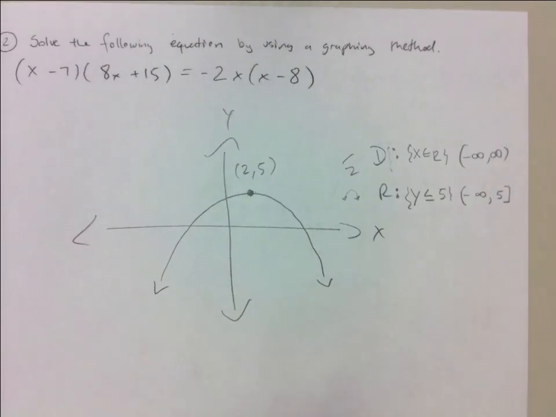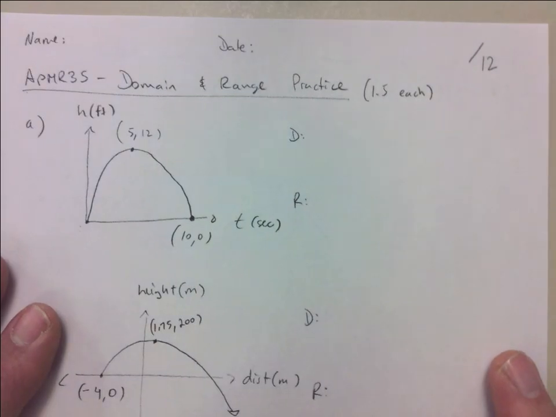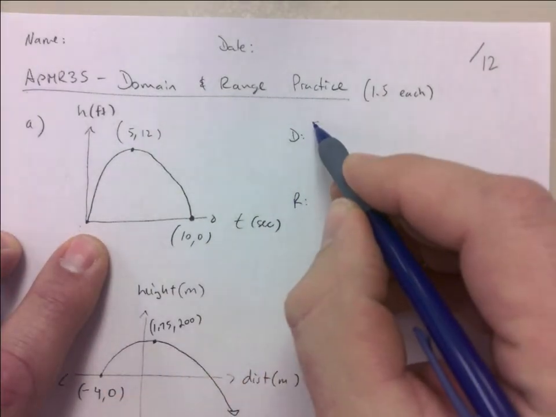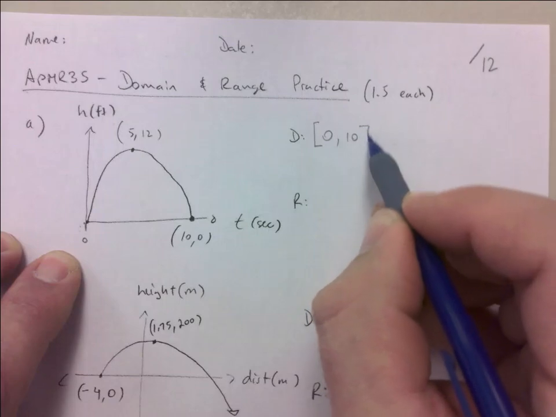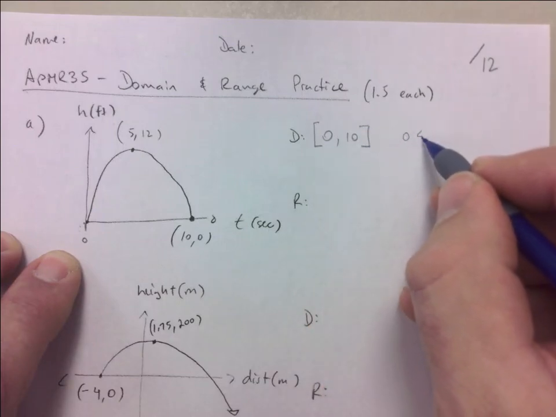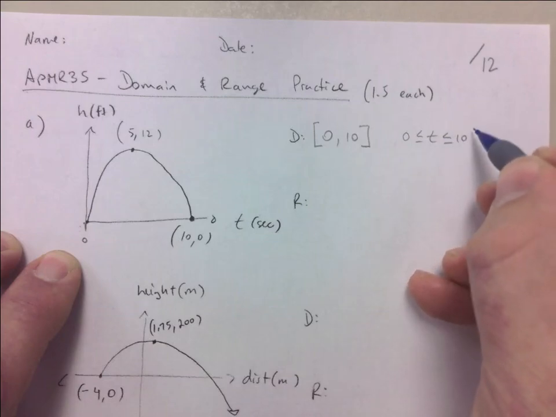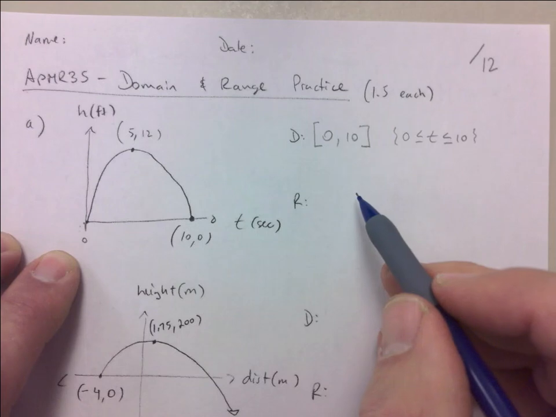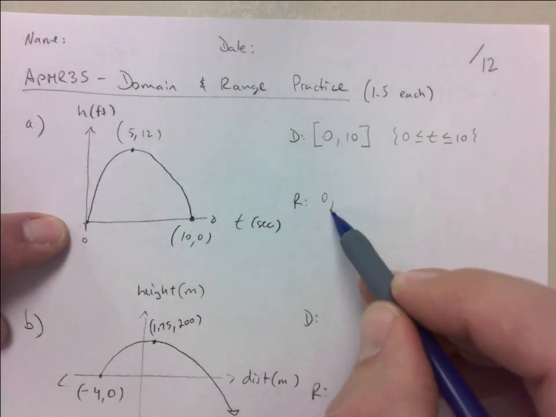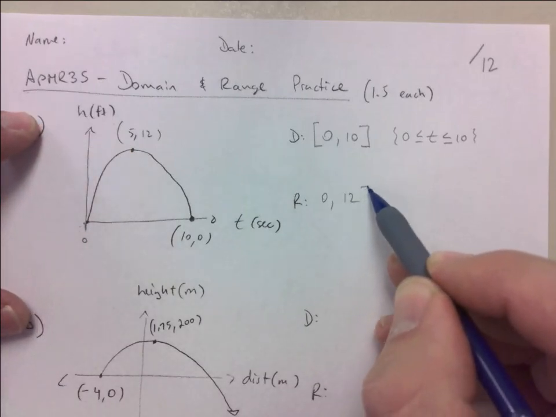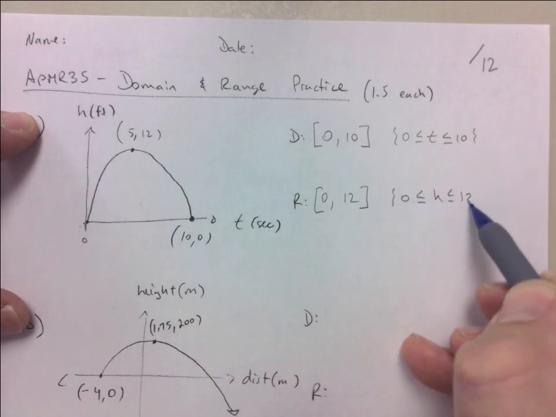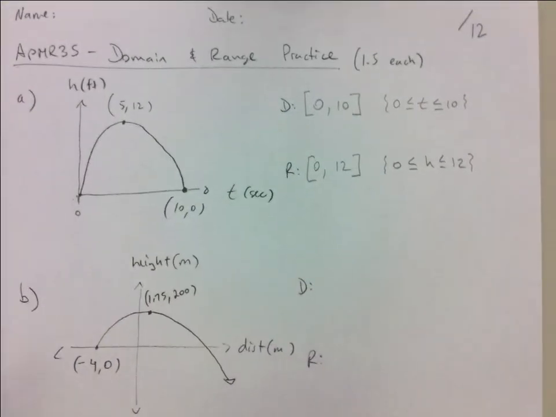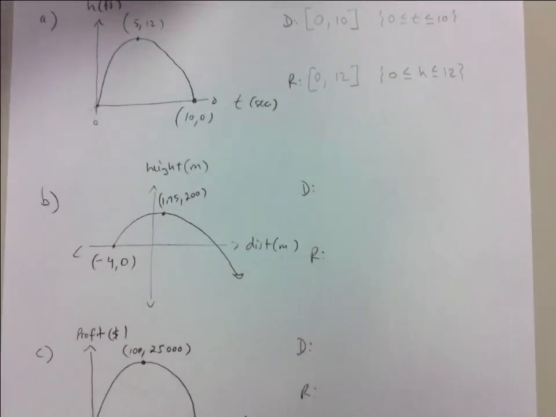That's front. Domain on this, in this case, it goes from 0, right? Starts at 0, goes to 10. Or it goes from 0 to 10 like this. Either one is fine. For range, you go from 0, that's the lowest you ever get to, all the way to 12. So this would be 0, H, 12, like that. 1 mark for each, so 2 marks so far.